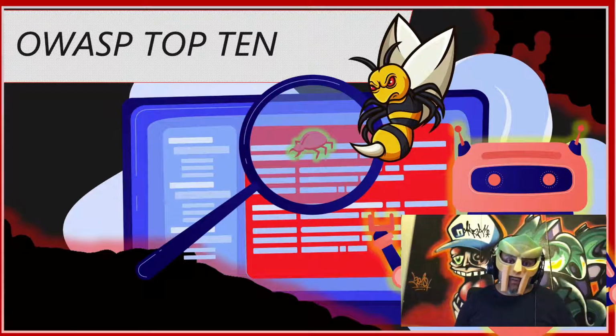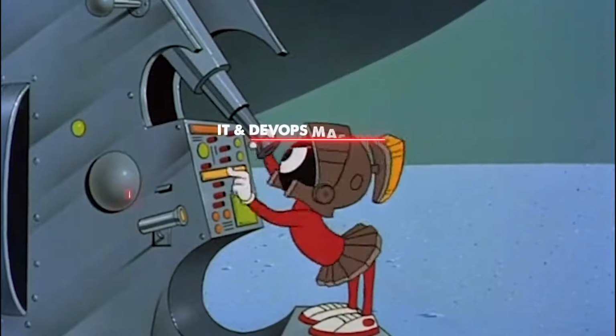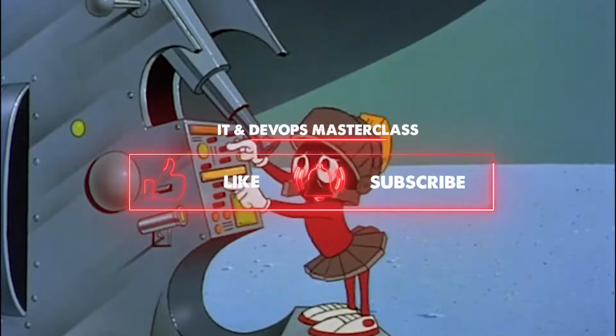Web Application Security Project. Oh, drat these computers. They're so naughty and so complex.